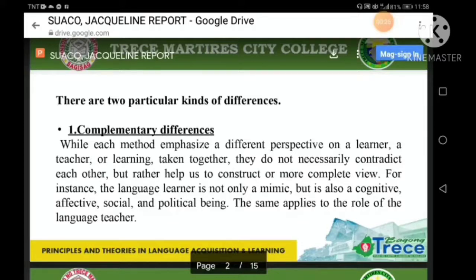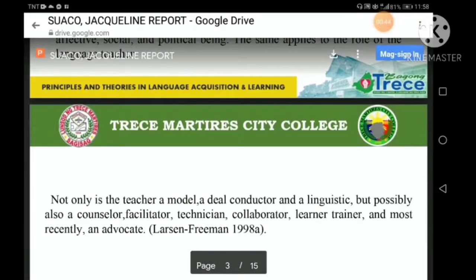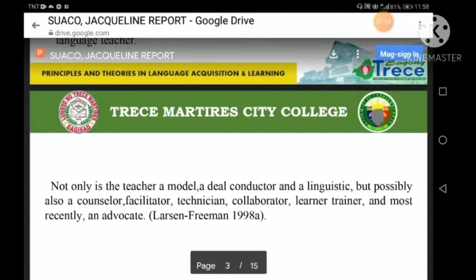For instance, the language learner is not only a mimic, but is also a cognitive, affective, social, and political being. The same applies to the role of the language teacher. So in short, teacher and learning help each other to point out the view between them. According to Larsen-Freeman 1998a, not only is the teacher a model, ideal conductor, and a linguist, but possibly also a counselor, facilitator, technician, collaborator, learner, trainer, and most recently an advocate. Therefore, the teacher is a multitasker, because there is everything to fulfill for their students. Not only is this their job, but it is what they want to do, to help their students to be knowledgeable in everything.